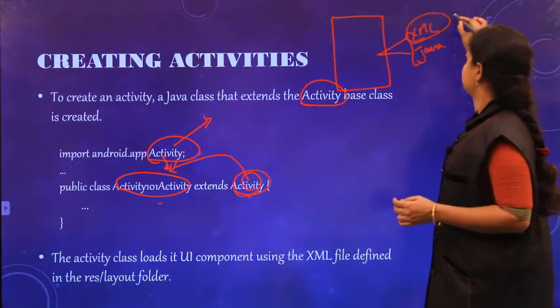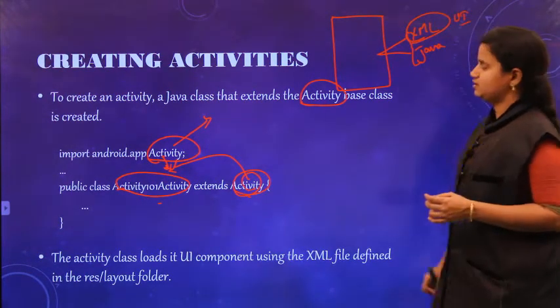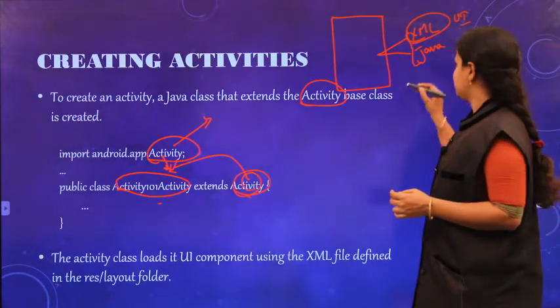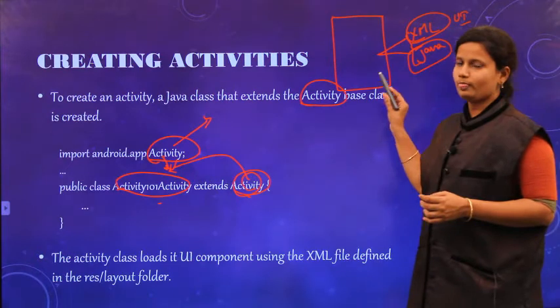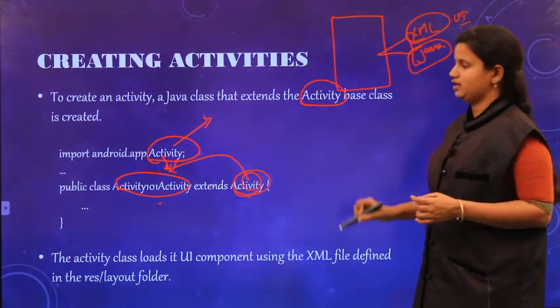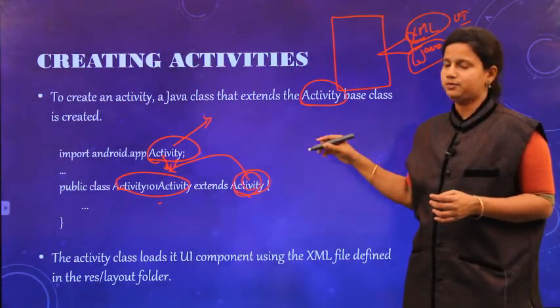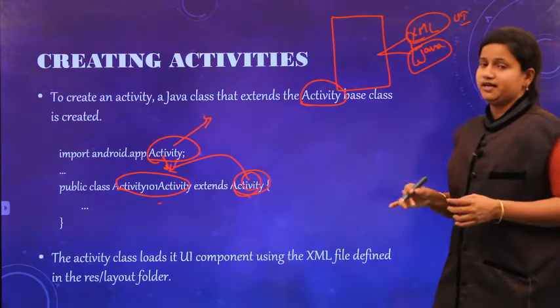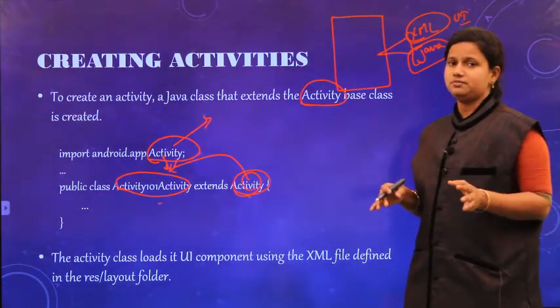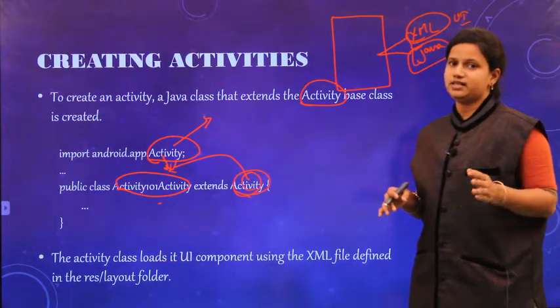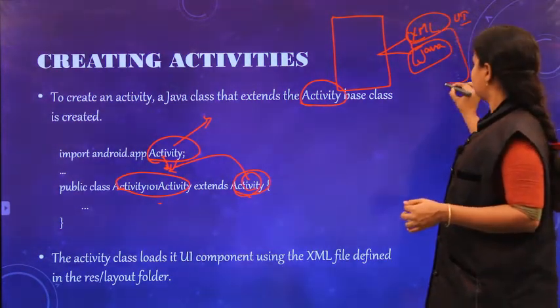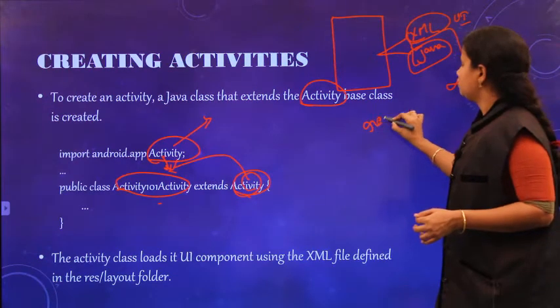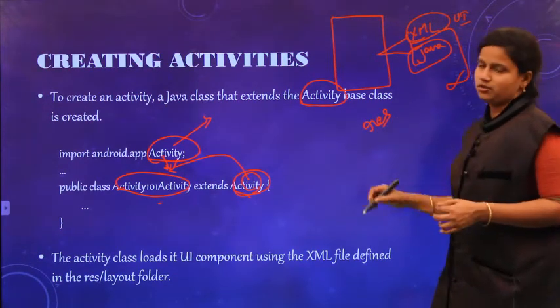The XML is used for the user interface design, while the Java file provides the actions. For the user interface design we require an XML file, and that XML file is presented in the Eclipse IDE. What is this Eclipse IDE? The Eclipse IDE provides a directory structure for the different files. That is why the XML files are placed in the resource folder. RES is the short form of the resource folder.